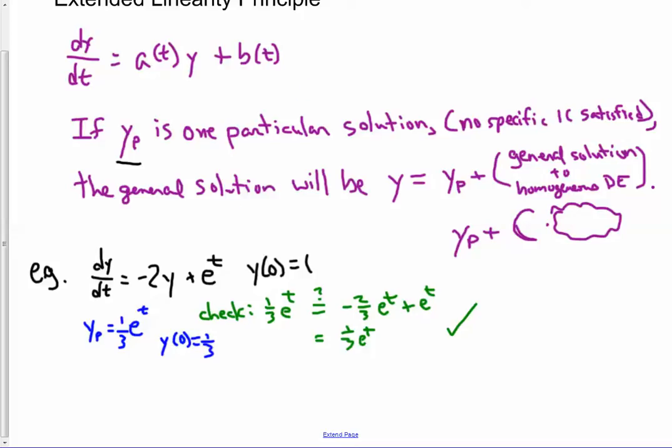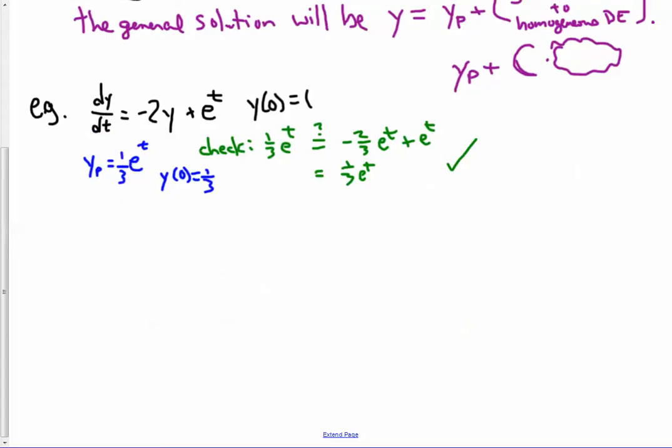But now, here's the point of this example and what I want to show you. The extended linearity principle says all you have to do is take that and then add the general solution to the homogeneous differential equation. Now, we have to figure that out. The homogeneous version of this differential equation is dy/dt equals negative 2y, period. You just drop the b(t). This is the associated homogeneous differential equation.